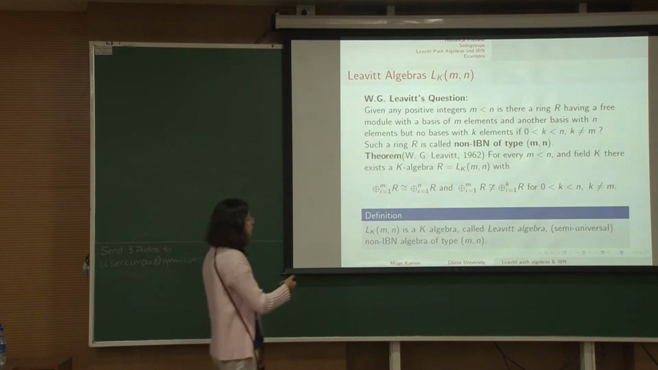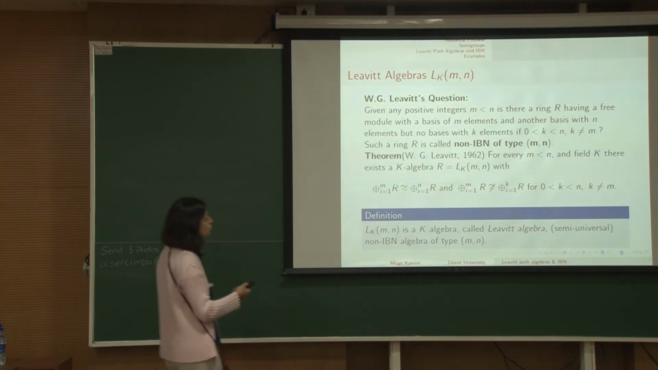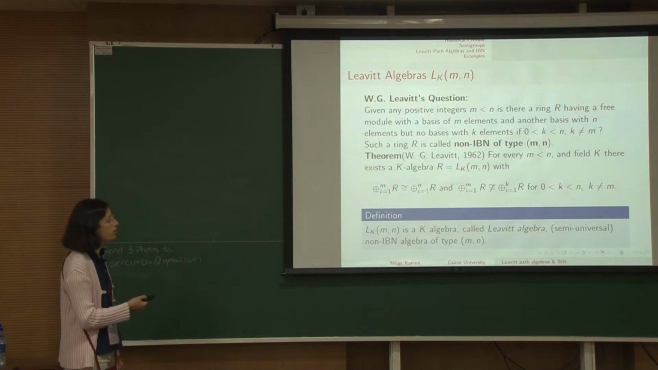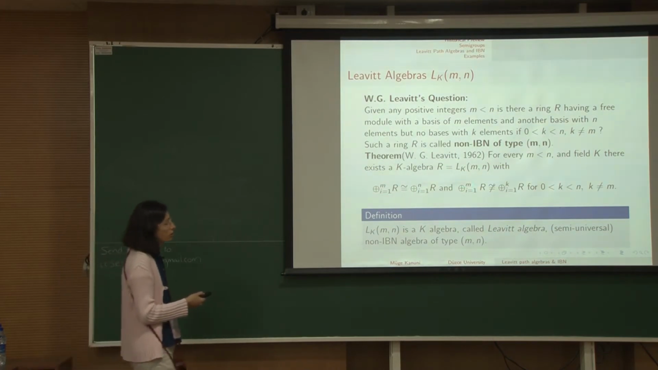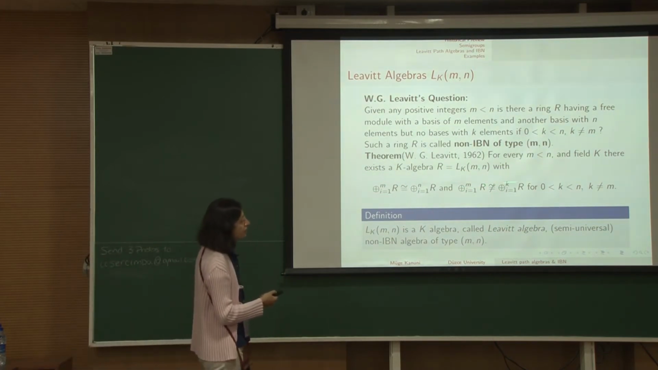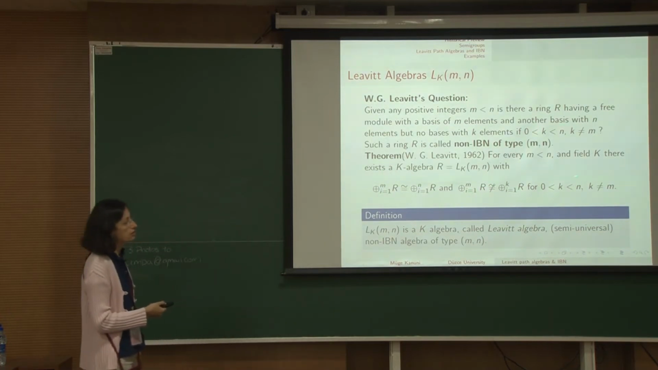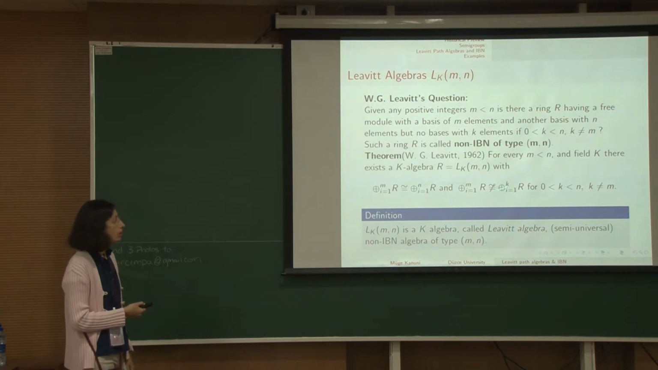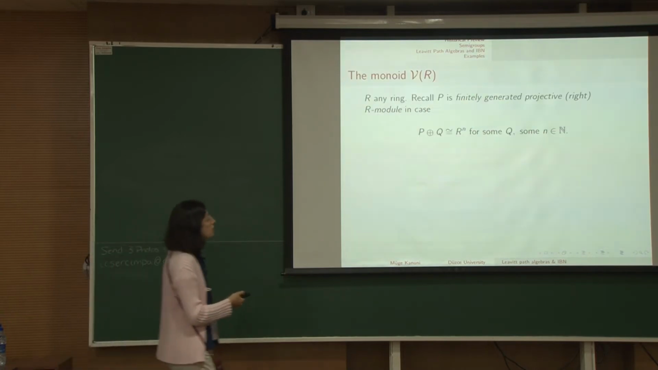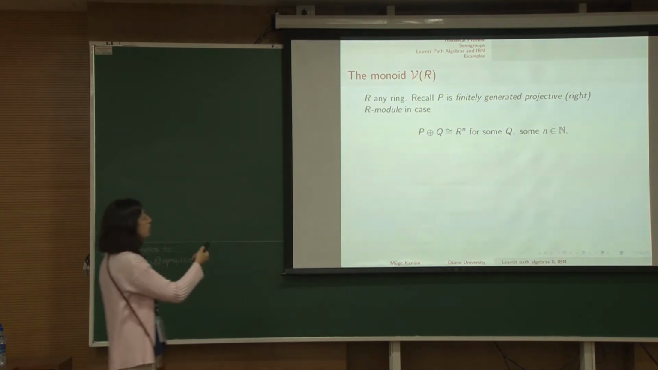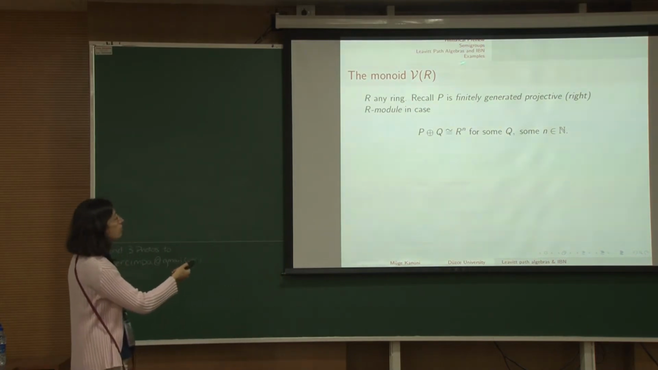Now, let me go back. The easy part, of course, is to find an isomorphism between m copies of R and n copies of R. If you construct an isomorphism, then it's easy enough. The hard part is to show the second part, that this is not going to be isomorphic to m copies of R for any k less than m, not equal to m. And that requires the tool that, again, is introduced today, the monoid of a ring.